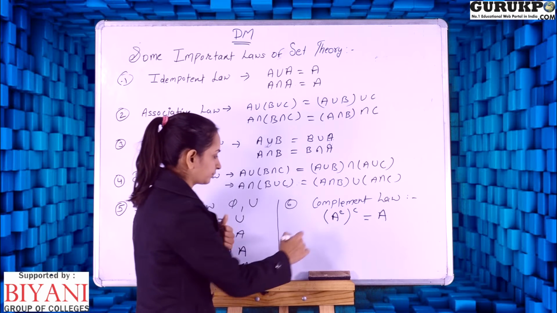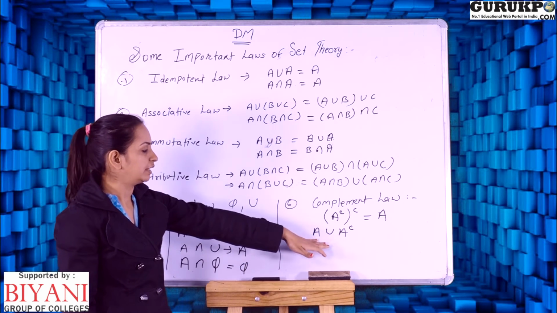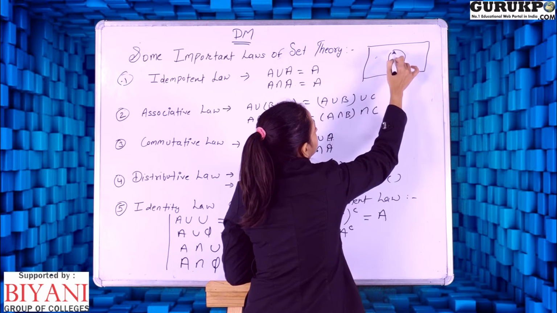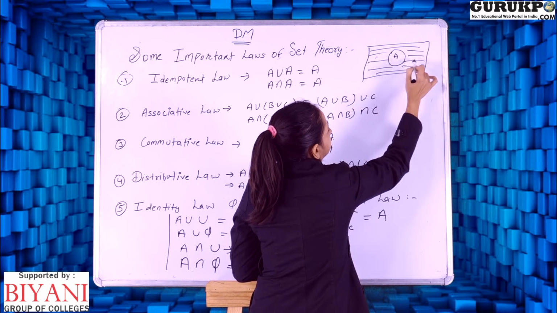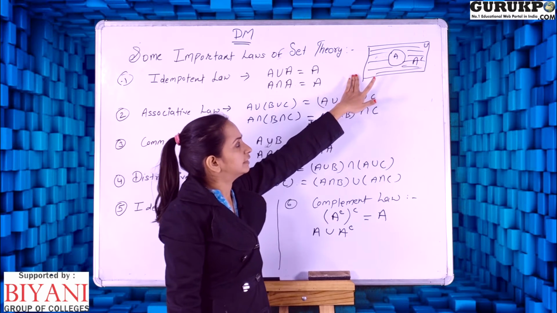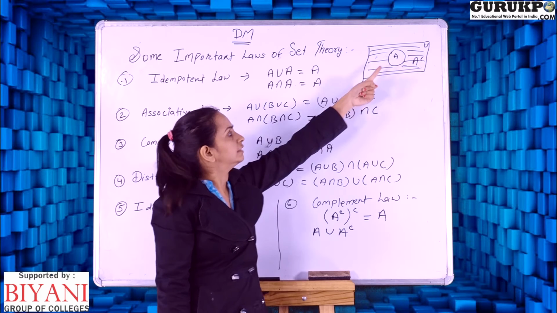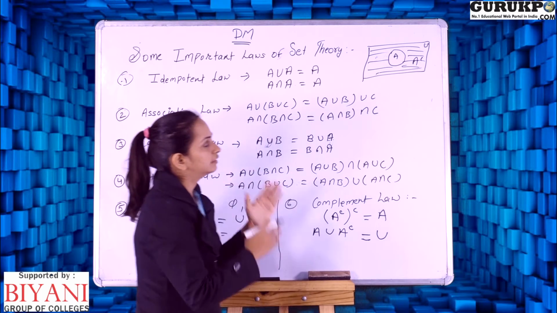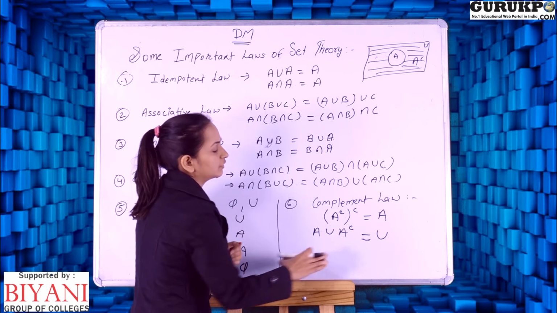Okay, and if A union A's complement, that means what I am doing, I have already discussed the Venn diagram of complement. If you remember, this is my set A and the outer shaded area is the complement set. A's complement, because this rectangle is a universal set. So this shaded area is A's complement. Okay, now the law is saying A union A's complement. This and this union, what will it return? It will return the universal set, the complete area inside a rectangle. Okay, so this law is called complement law.